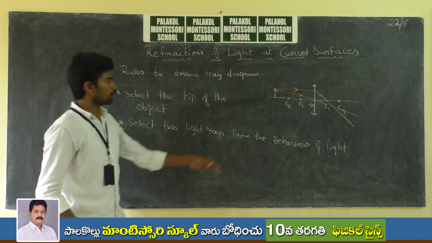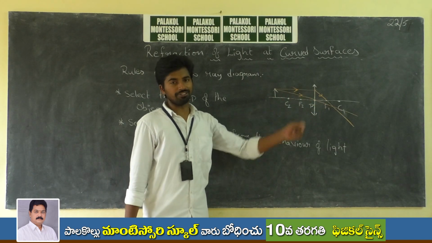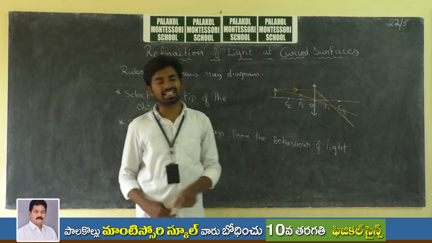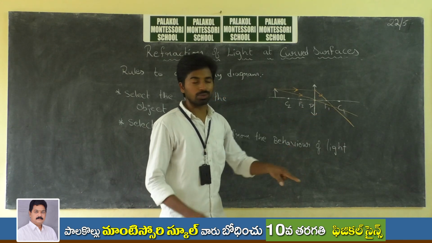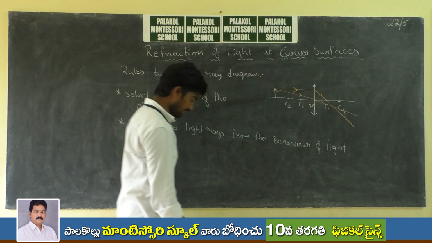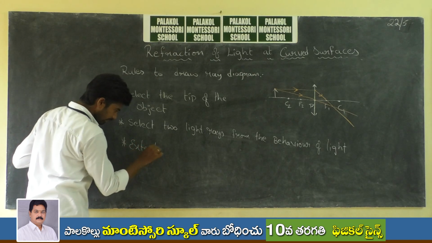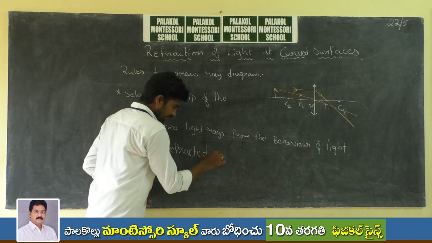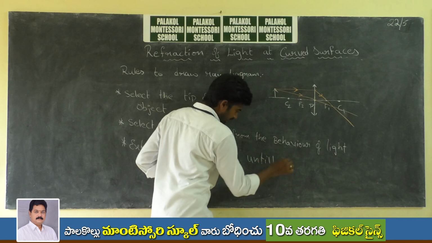After selecting the two light rays, you need to draw the refracted light rays, and extend those refracted light rays until they get intersected. Here the refracted light rays are intersected at this point. So you need to extend the refracted light rays until they are intersected.